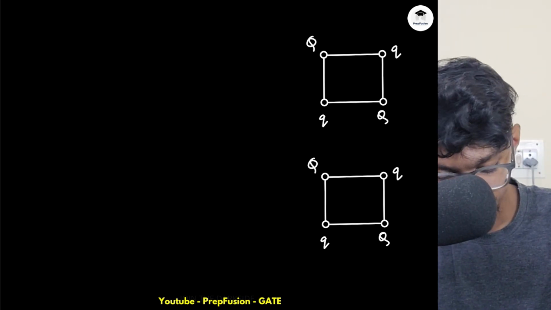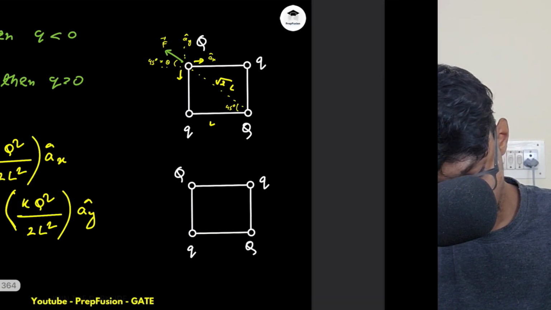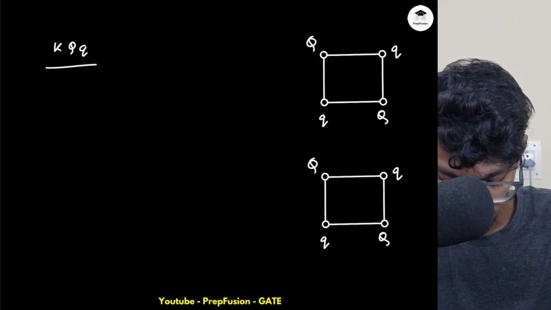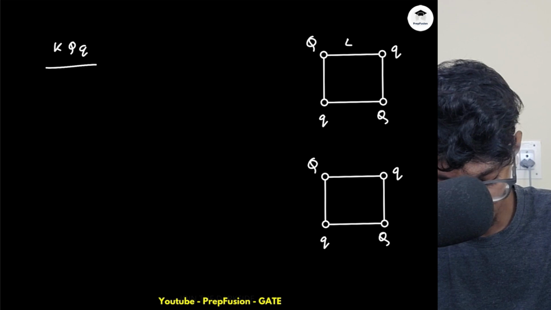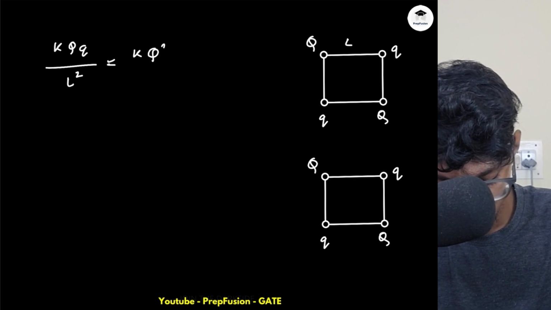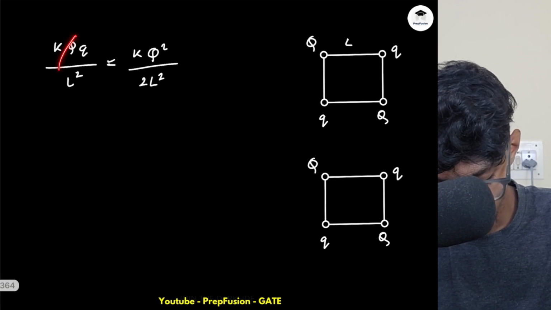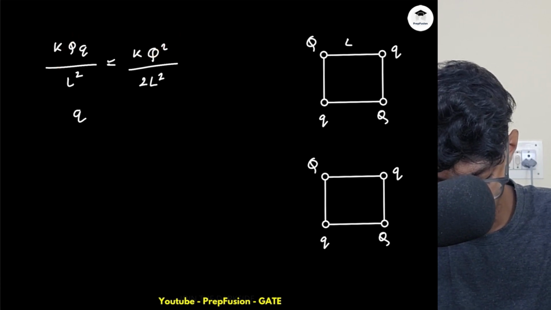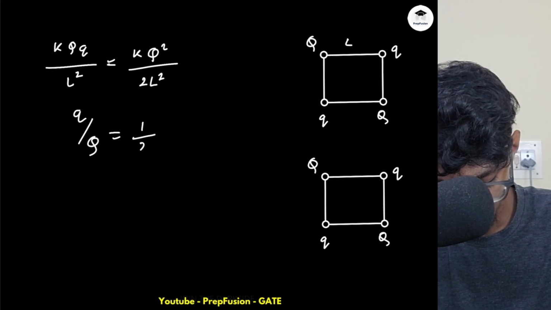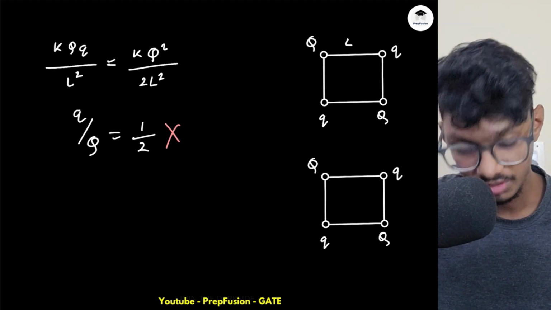Okay, so basically what I can say is k q Q divided by L square, since this distance is L, should be equal to k q square divided by 2L square. So here capital Q will get cancelled. So q by capital Q will be simply 1 by 2. No, it won't be 1 by 2. This will be a mistake, because you have made a mistake here. What mistake you have made?